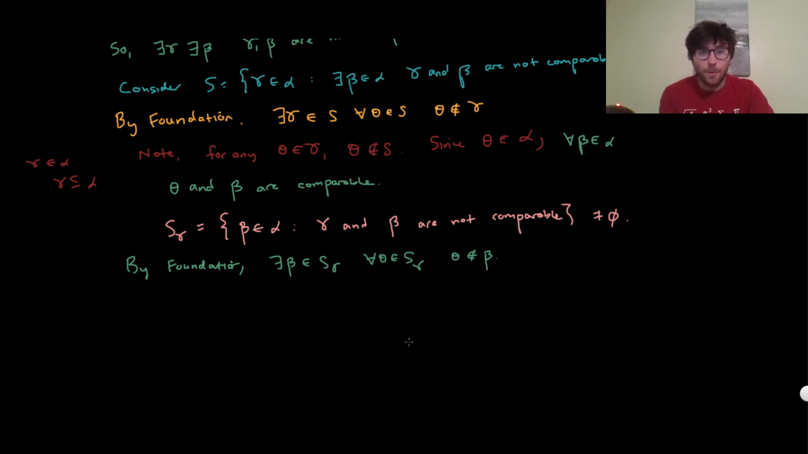And just like before, we can write this backwards, where another way to write this is, well, if we take some element of beta, it's also going to be in alpha for the same reason that every element of gamma is in alpha. And so what this implies is that if we take any element of beta, it would have to be the case that gamma and theta are comparable. So gamma and theta are comparable.